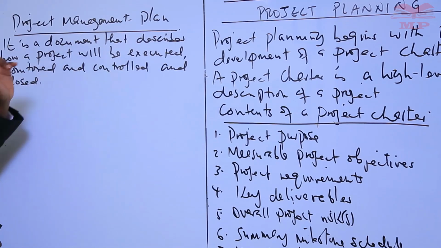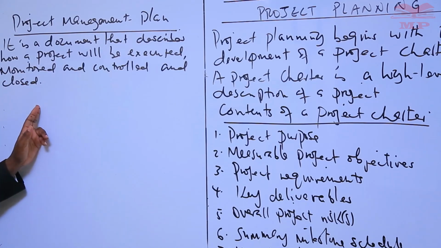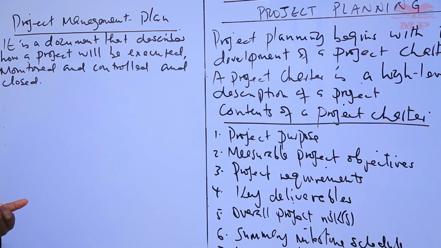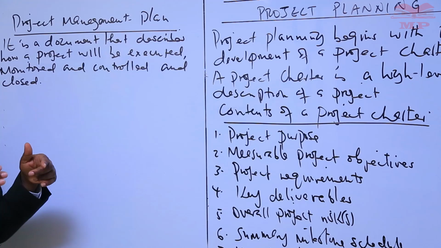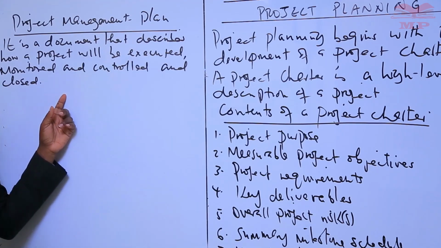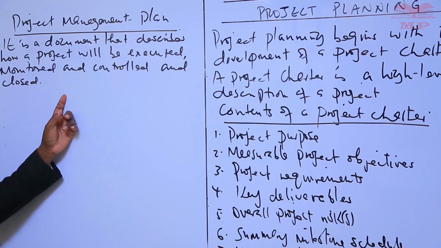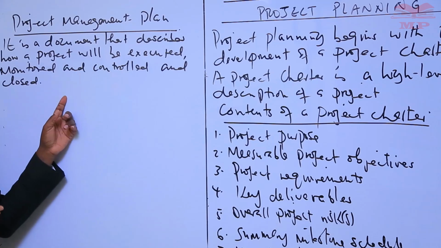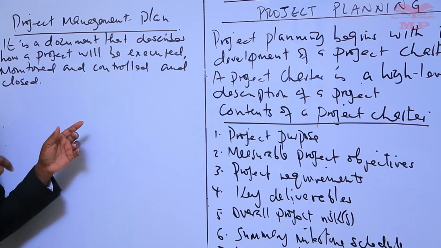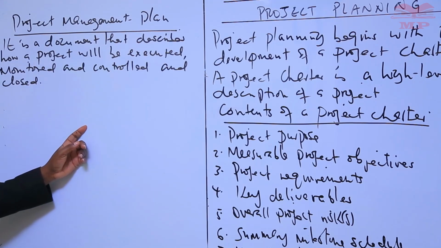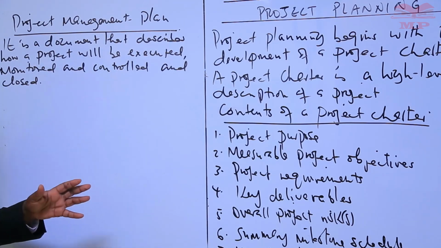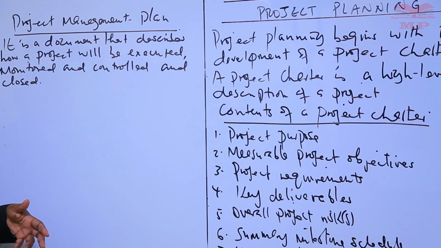So a project management plan, I repeat, is a document that describes how a project, number one, will be executed, number two, will be monitored and controlled, and number three, how a project will be closed. And it integrates and consolidates all the subsidiary management plans and baselines and other information that is necessary to manage the project. It is also to be noted that the needs of the project determine which components of the project plan are needed. So the components will vary depending on the complexity of the project.